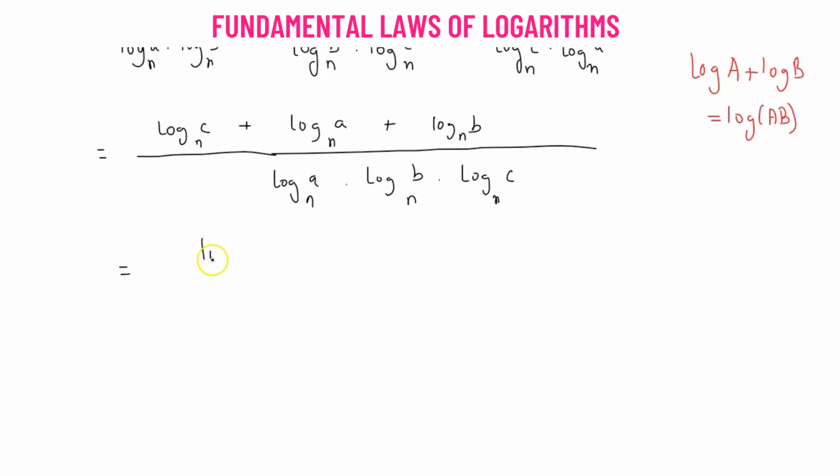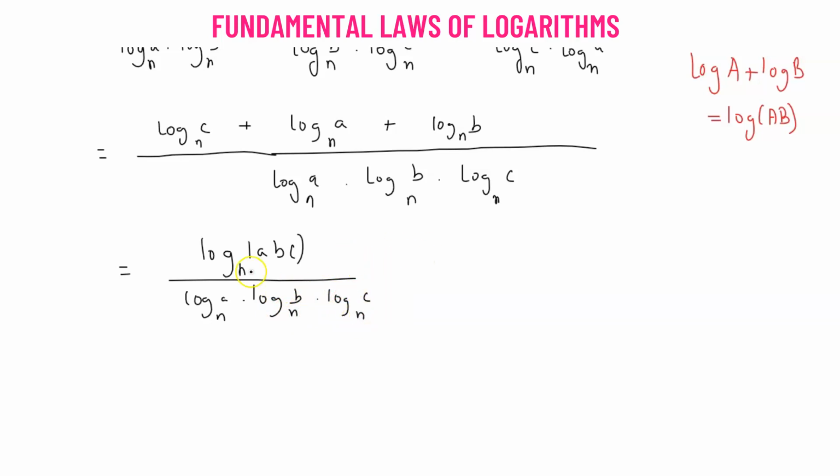log of abc with the base of n divided by log of a with the base of n times log of b with the base of n times log of c with the base of n.